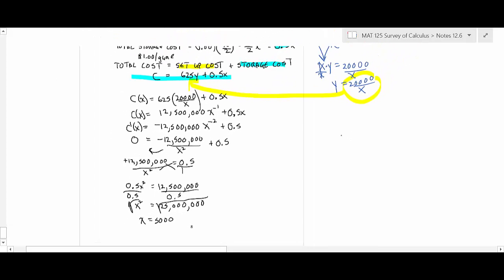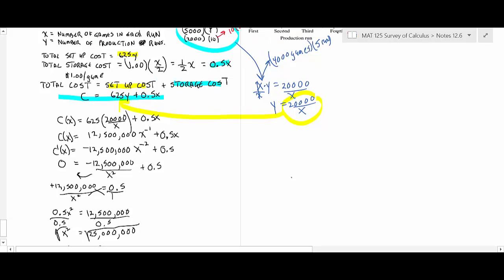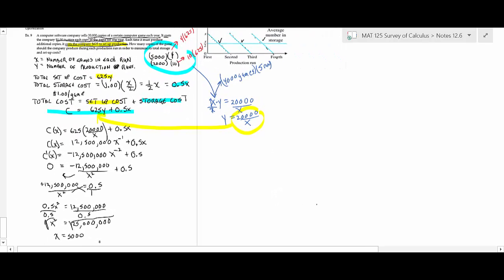Now, go back to the problem and let's look at what x was. In this problem, x was the number of games that you produce in a run. So what does that mean? It means every time that you produce, you're going to make 5,000 games. They're all going to sell out. Then what are you going to do? You're going to turn around and make 5,000 again. How many times do you have to produce that 5,000? 4 times. Good. Because that's where this comes into play. y is going to be 20,000 divided by that 5,000. So you're going to get 4 runs.